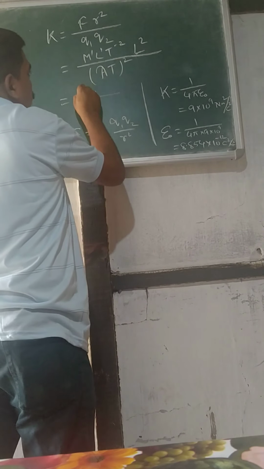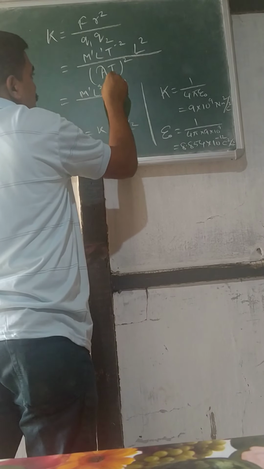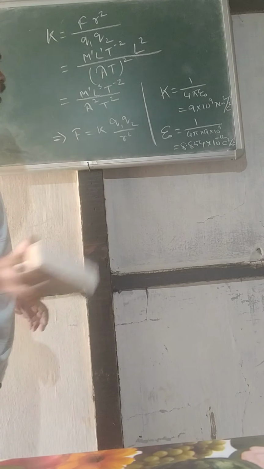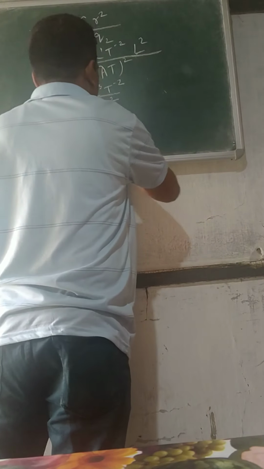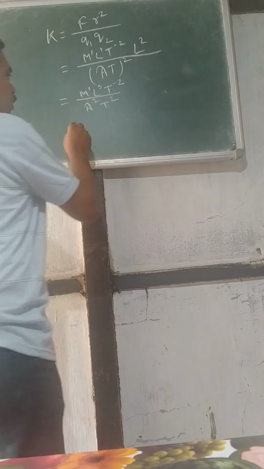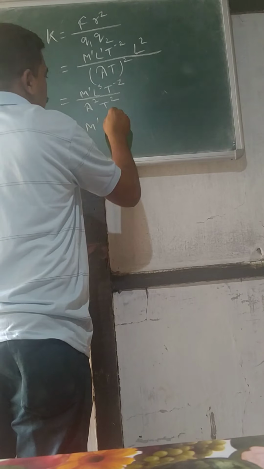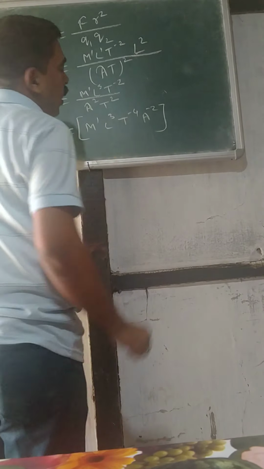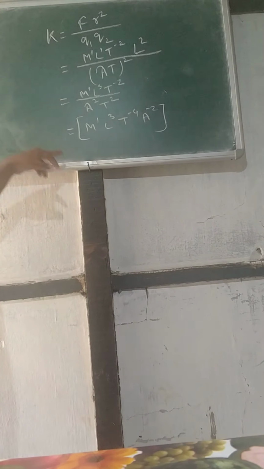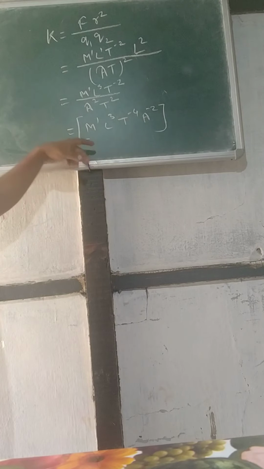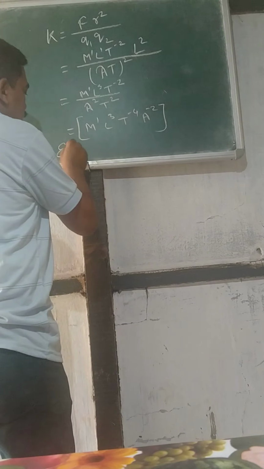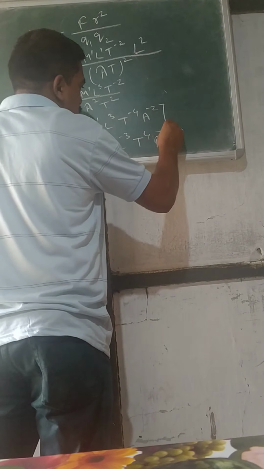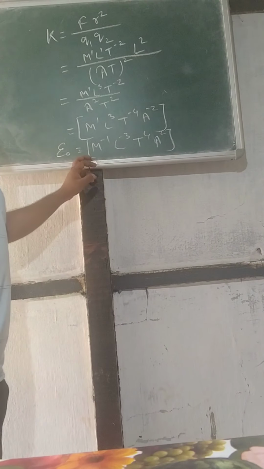So what will be the dimension? M1 L3 T minus 2 by A2 T2. So ultimately the dimension will become M1 L3 T to the power minus 4 A to the power minus 2, which is the dimension of K. Dimension of K we have determined. So dimension of epsilon naught will be just the reciprocal of this: M to the power minus 1, L to the power minus 3, T to the power 4 and A square. This is the dimension of epsilon naught.